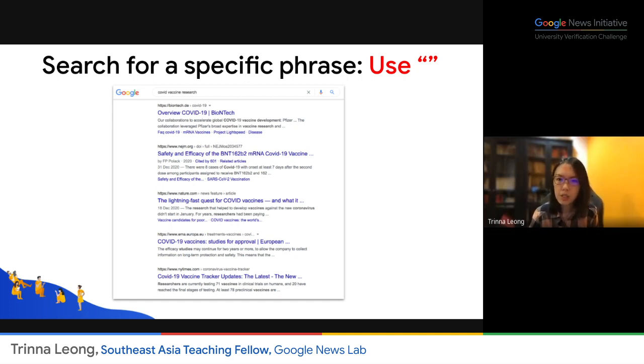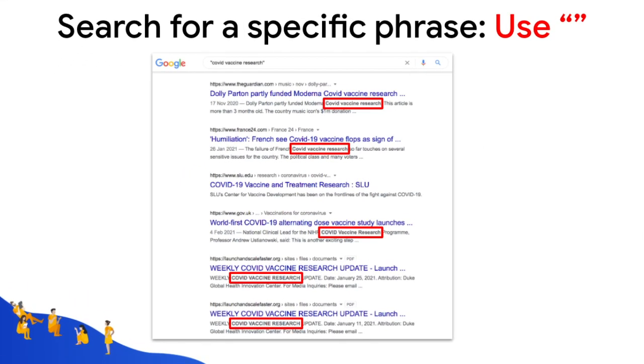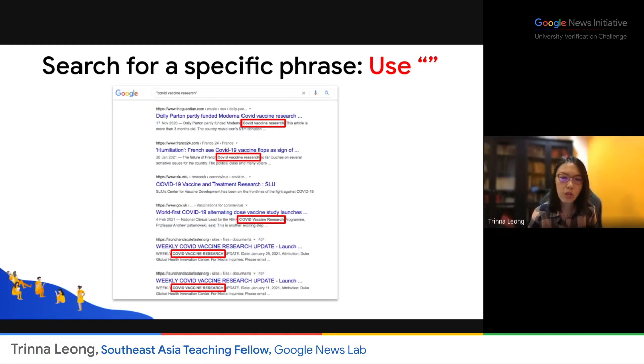In this case, instead of searching normally by typing in COVID vaccine research, we can actually put in quotation marks around COVID vaccine research, which means our search results will come back with only links that have this exact phrase, COVID vaccine research, back to back.